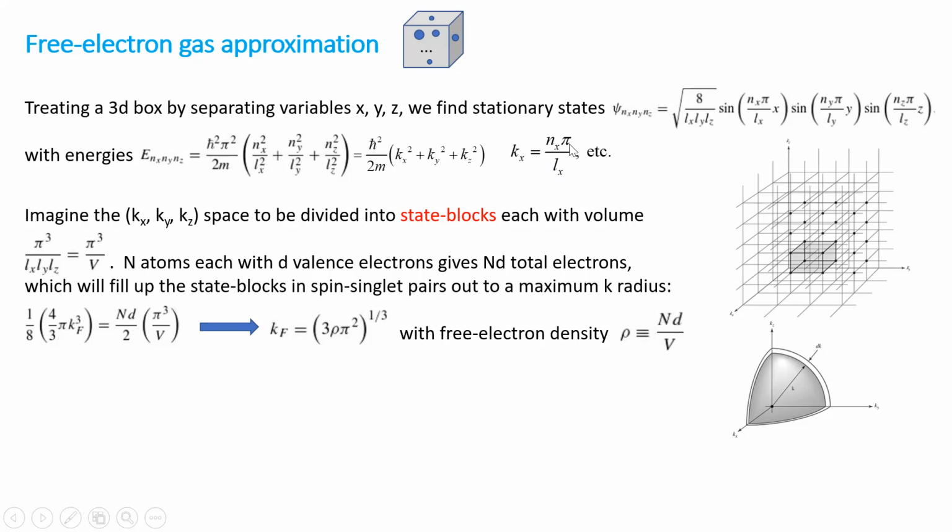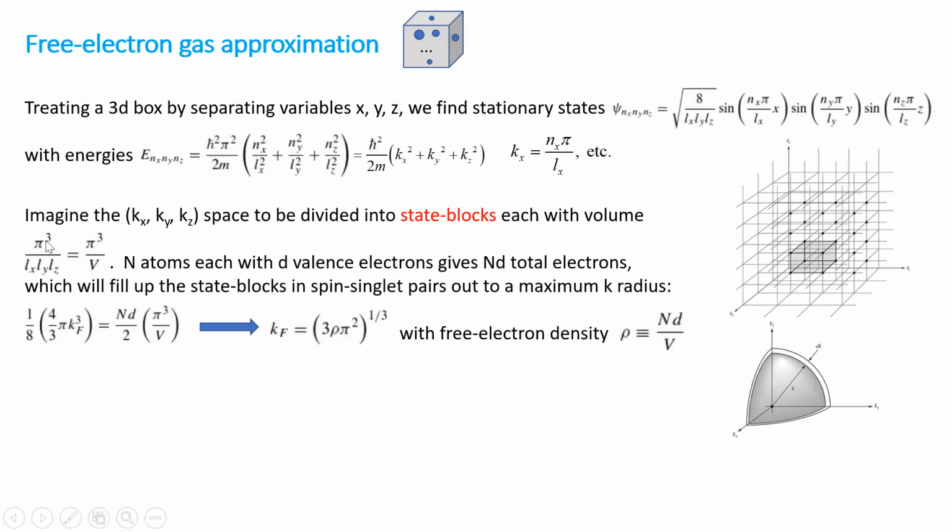Similarly for y, the width of it in the y direction would be pi over Ly. The width in the z direction would be pi over Lz. So the volume of these little state blocks, which is kind of pictured here, so this is Kx, Ky, Kz, and these lines occur at multiples of pi over Lx in this direction, pi over Ly in this direction, and pi over Lz in this direction, all potentially different, not necessarily square, because Lx, Ly, and Lz could be different. But this shaded rectangular prism here is the volume of a state block in this Kx, Ky, Kz space.